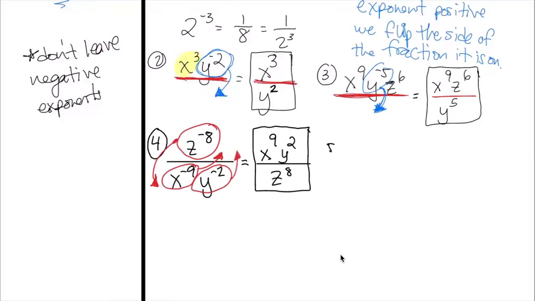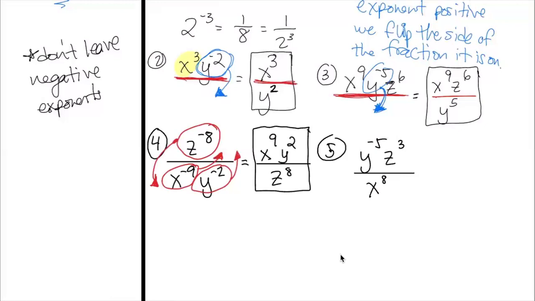All right, let's go and try this one, number 5. Last one here. Y to the negative 5, z to the third over x to the 8th. Go ahead and try this one on your own. Circle the term that needs to move. The ones that don't need to move, just keep them right where they are. Go ahead and give this one a try.